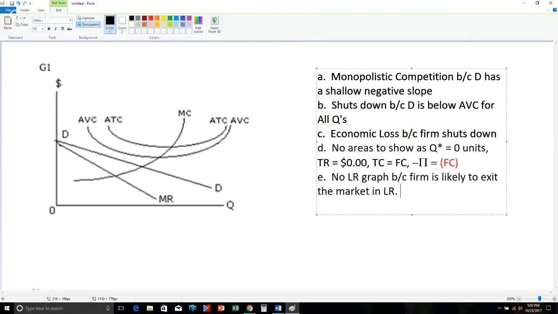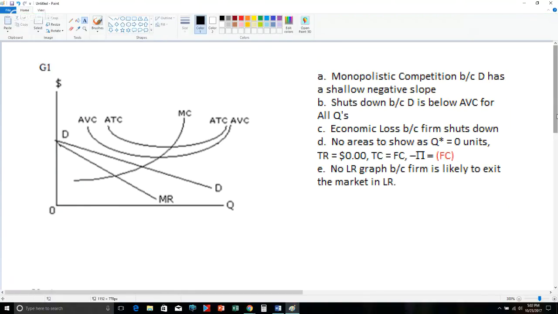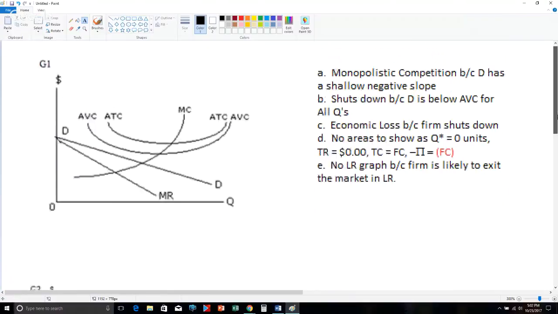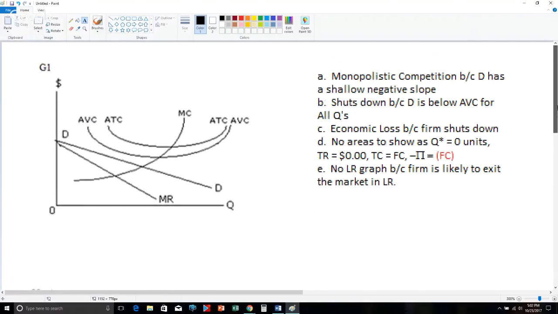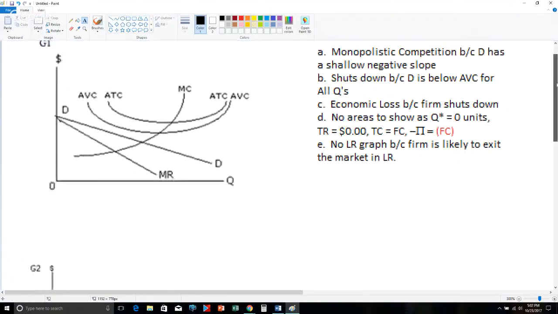I want you to notice we have no geometry here, but we have to explain why. We have no long run graph. We have to explain why. Long run graphs are being handled in class, okay? But that's everything for graph G1. And if we had a perfect competition graph where the firm shut down in the short run, other than the fact that the demand would be horizontal, we'd have similar results written here. And that's how you always handle a shutdown case.